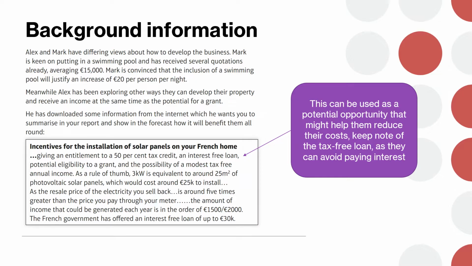Now, he has researched incentives for the installation of solar panels in the French home. That can be some useful information as it could be a potential opportunity that might help them reduce their cost. Pay attention as it says here, an interest-free or a tax-free loan. This could be important because it will mean that they're going to avoid paying interest, which might mean that they might save money.